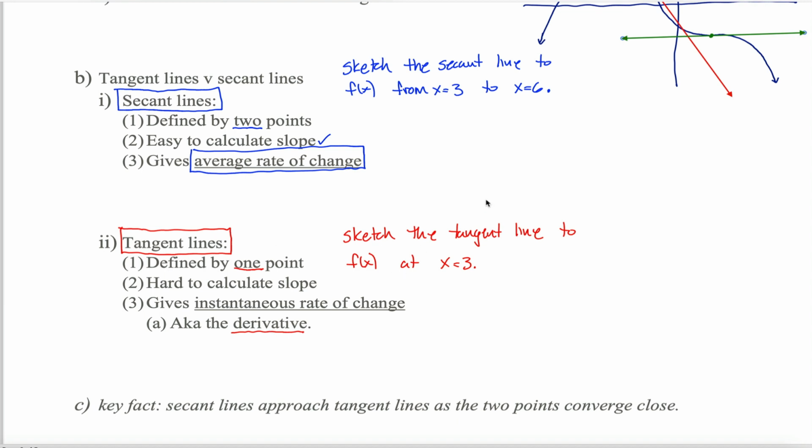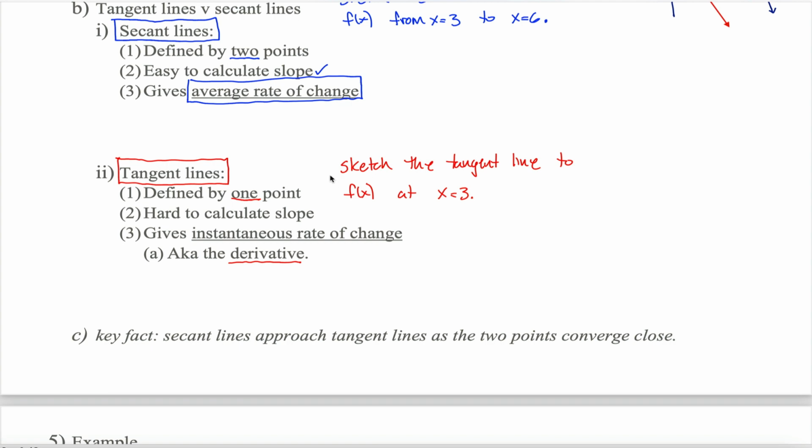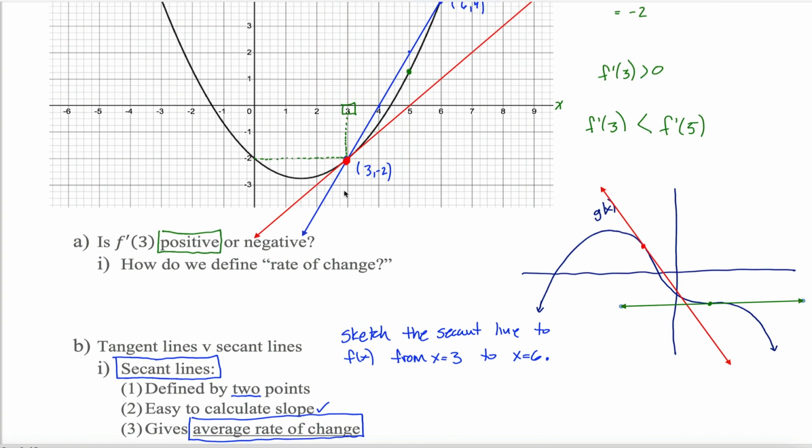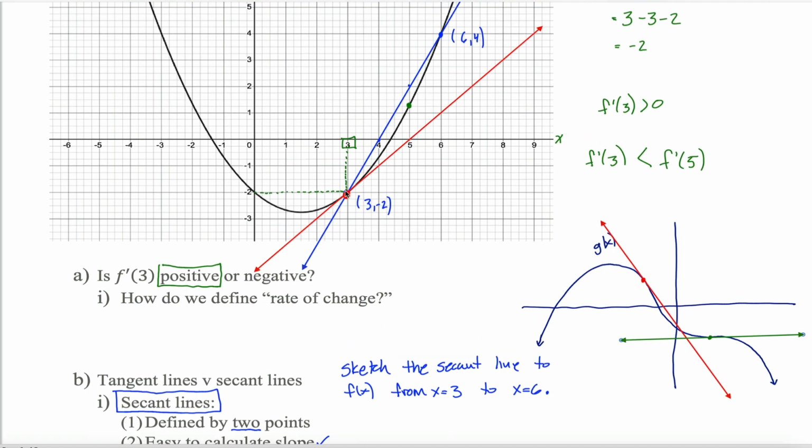Tangent lines are a little mysterious right now, and they're a lot more complicated than secant lines because of the fact that they're defined by a single point instead of 2 points. You may already see the punchline that to understand the derivative, if we want to calculate f prime of 3, what we need to do is figure out the slope of this line in red.